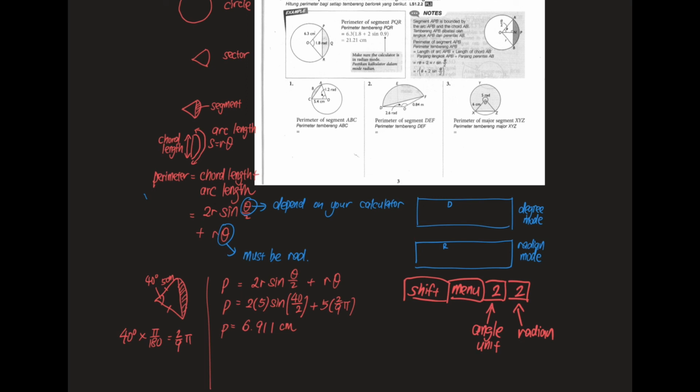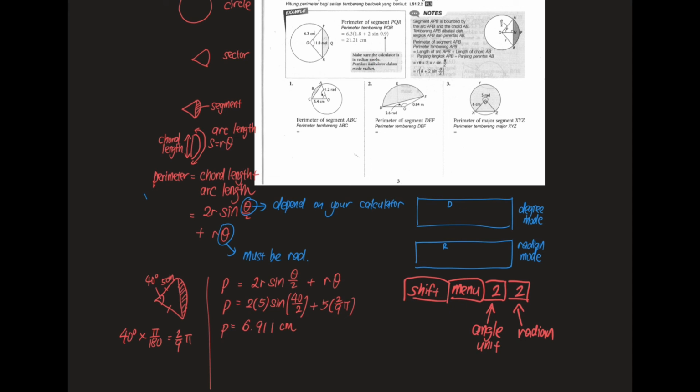So now you are in radian mode. If you are in radian mode, then this one can use radian. That's why they are using radian here, 1.8 divided by 2. Then press and get this. Yes, need to divide by 2. No matter degree or radian, you need to divide by 2.